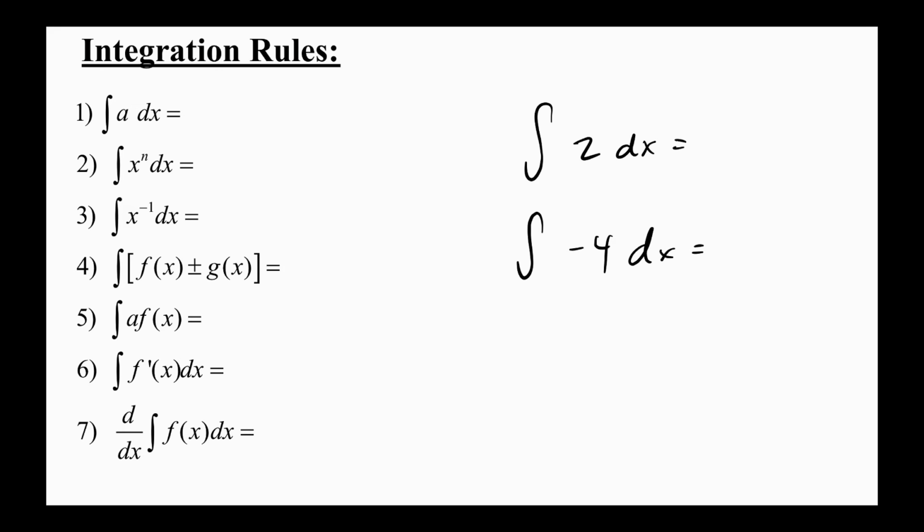Give it an x, right? It doesn't have an x right now, right? So the first thing we would do is give it an x. So I would have 2x, -4x, right? So I would have ax. What power would it be? 1. Divide by that new power. Does it change it? Nope. So you just give it an x.